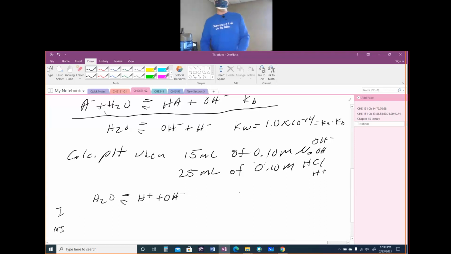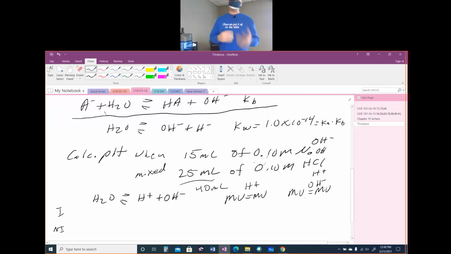All right, to get your concentration, it is not 0.1 and 0.1. It was 0.1 before you added them together. 15 mLs of 0.1 molar NaOH was added to 25 mLs of 0.1 molar HCl. And so they have been mixed. Now you have a final volume of 40 milliliters. And so you've got to do MV is equal to MV for your H plus, and MV is equal to MV for your OH minus. So anytime you're mixing two liquids, you've got to get the new concentrations.